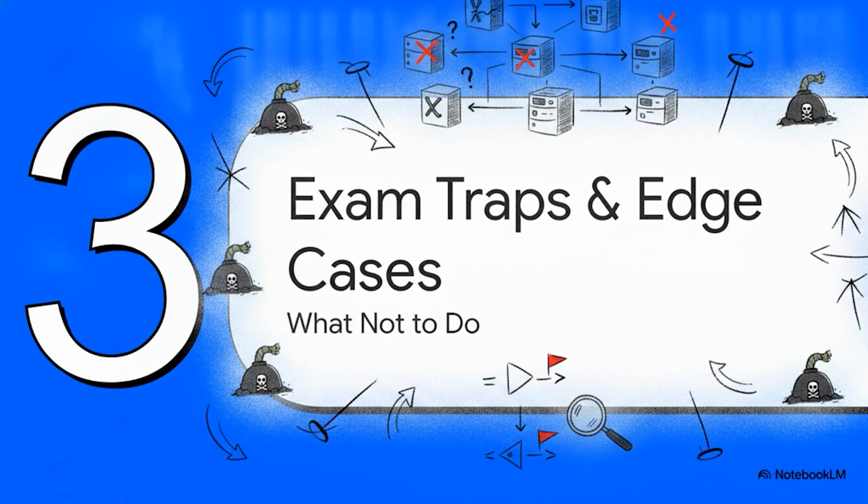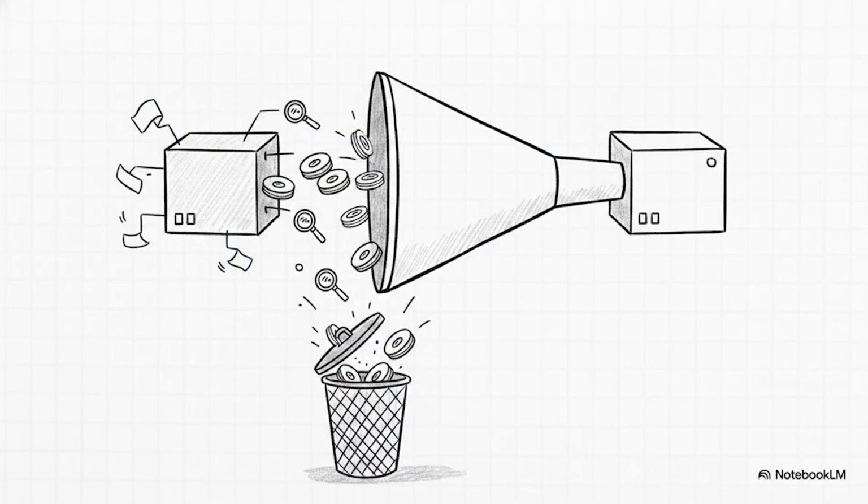Section 3, Exam Traps and Edge Cases. Welcome to the minefield. Here's exactly what not to do. When a system performs a cross-hypervisor migration, it basically has to normalize the virtual machine. Because of that, CHDR deliberately strips out a bunch of hypervisor-specific baggage.